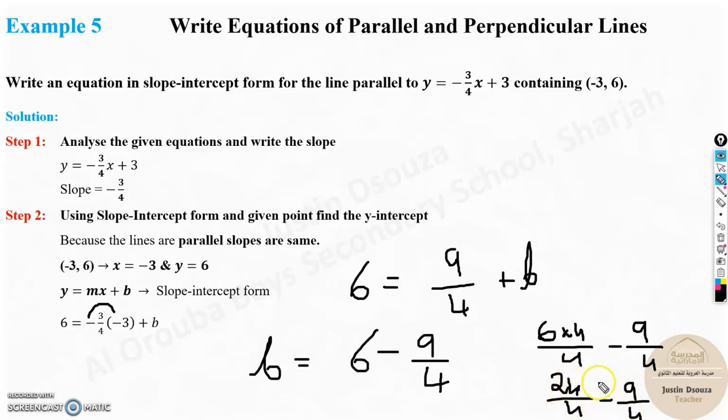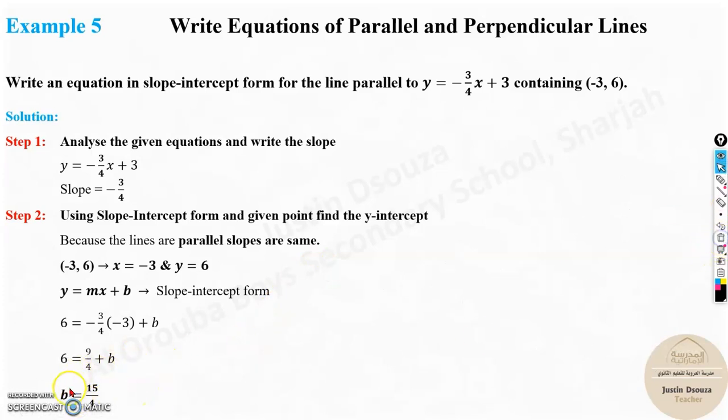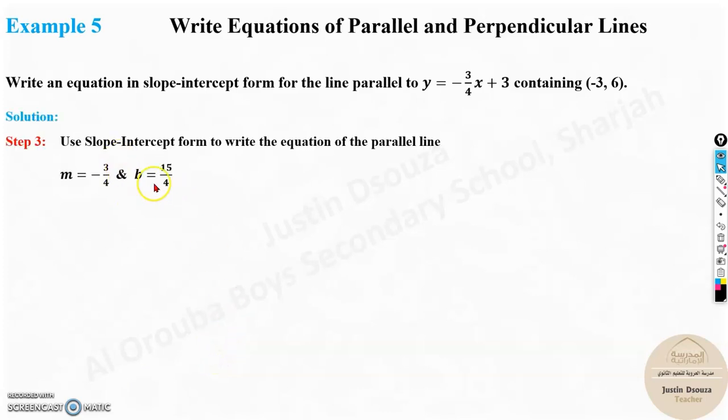24 by 4 minus 9 by 4. Now, the denominator is 4. 24 minus 9 will be 15. So the answer will be 15 by 4. So over here, the b value is 15 by 4, that's about 3.75. Now we have to write it in the slope-intercept form. We know the slope, we know the y-intercept, and all you need to do is put it in the slope-intercept form. Y equals minus 3 by 4x plus 15 by 4. So this is the answer.